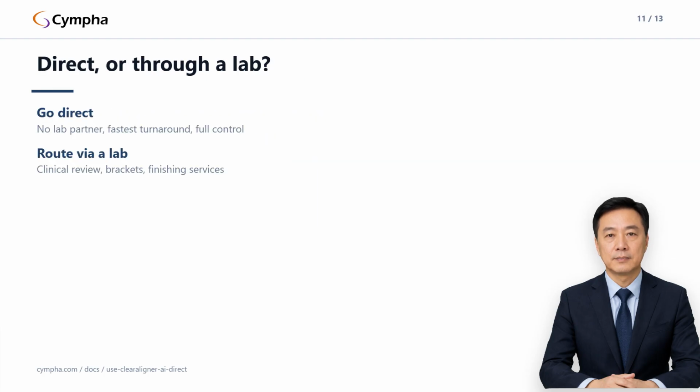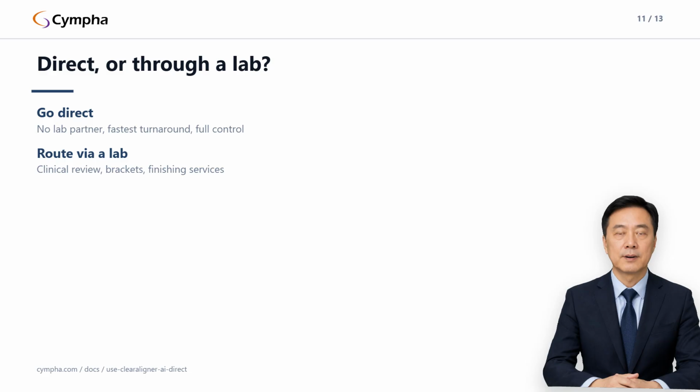So when do you go direct, and when do you still pick a lab? Go direct when you don't have a lab partner, when you want the fastest possible turnaround, or when you want full clinician control over the treatment parameters. You're the reviewer, and you like it that way.